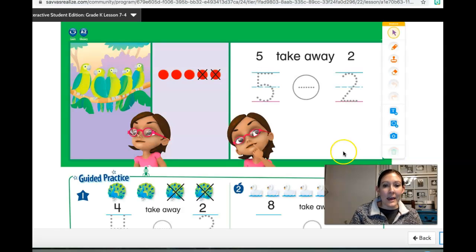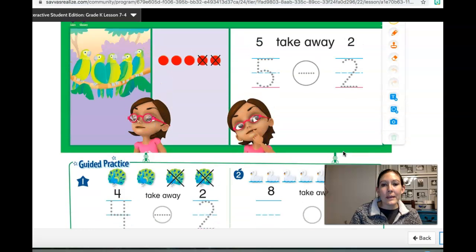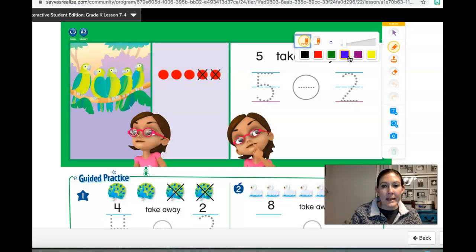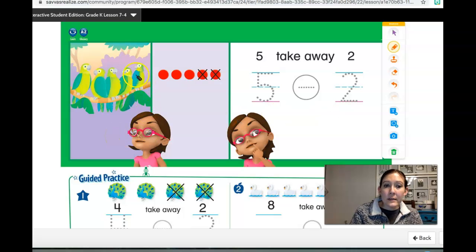I am looking at page 384. Get your crayon or your pencil ready. And let's look at this example right up here at the top. Marta is looking at the 5 birds, just like we saw in that video. But 2 of the birds fly away. We can show that using counters. 5 counters in all. 5 counters for 5 parrots. X out 2 to show that 2 are being taken away.